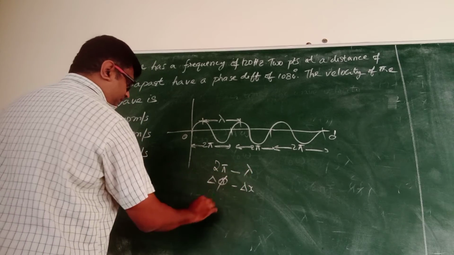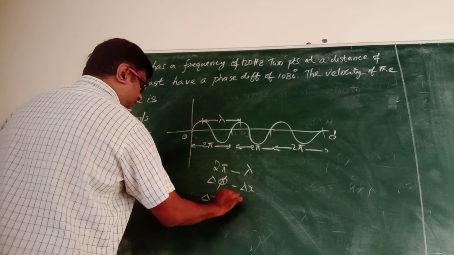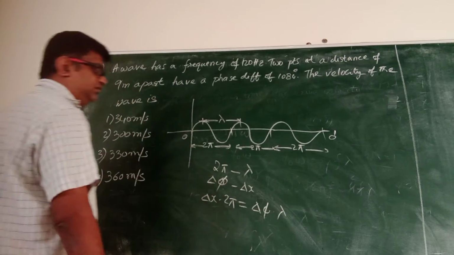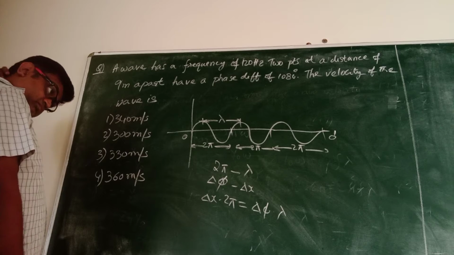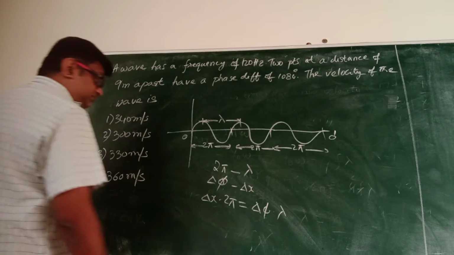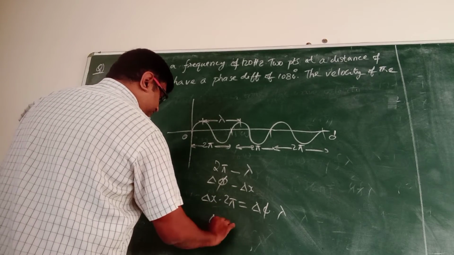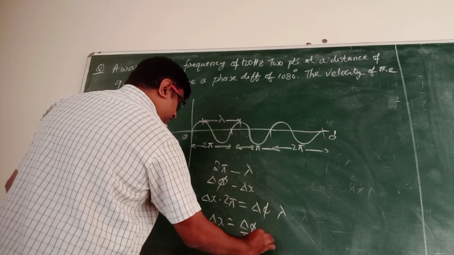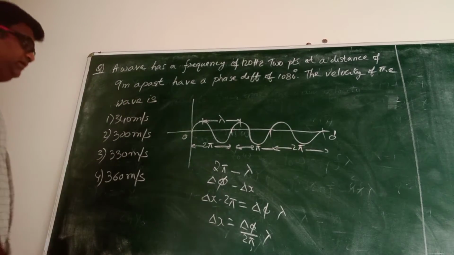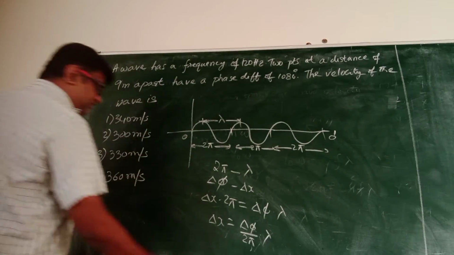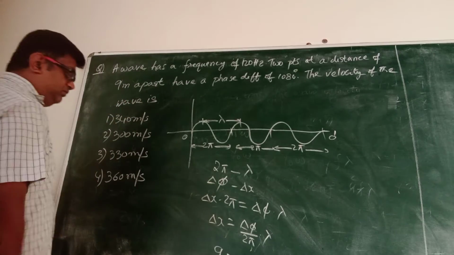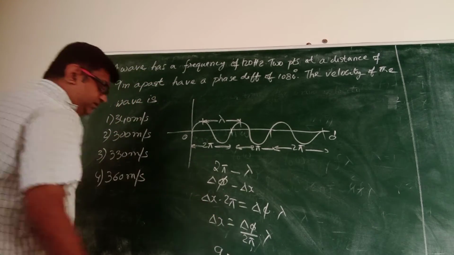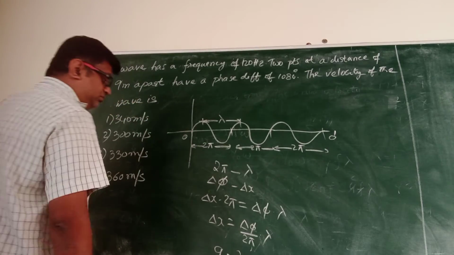So just cross multiply. Delta x multiplied by 2 pi is equal to delta phi into lambda. So delta x is equal to delta phi divided by 2 pi multiplied by lambda. Alright. So delta x is given in the question as 9 meters is equal to delta phi, 6 pi, divided by 2 pi. So it is 3 into lambda.